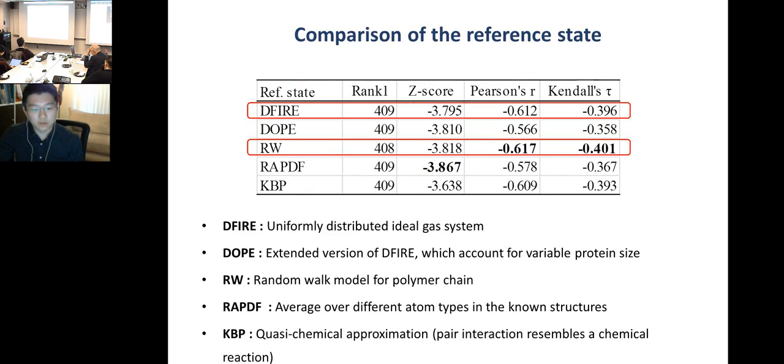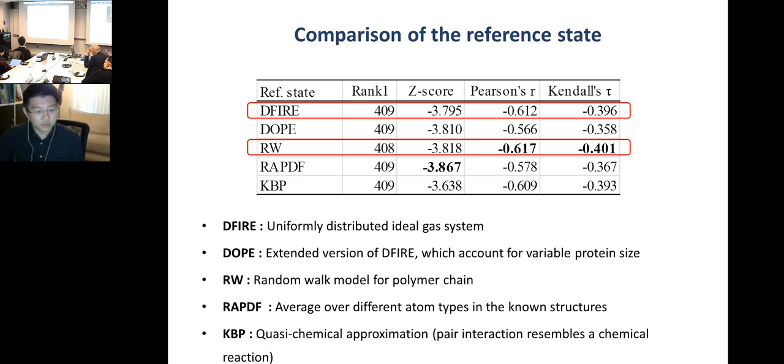So another critical factor affecting the performance is the reference state. Here we applied 5 different reference states, which are widely used to develop statistical potentials. We developed different reference states and then incorporated them into the ROTAS potential. Comparing their performance, overall the RW and DeFi reference states show better performance than the others.